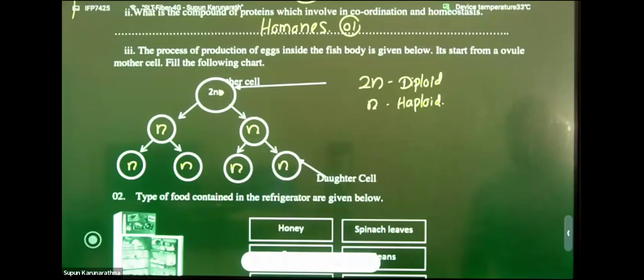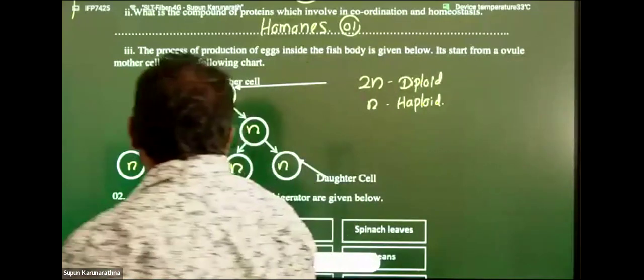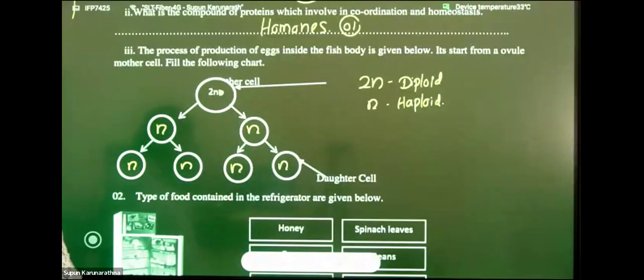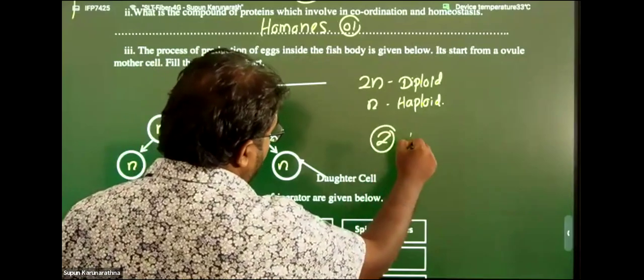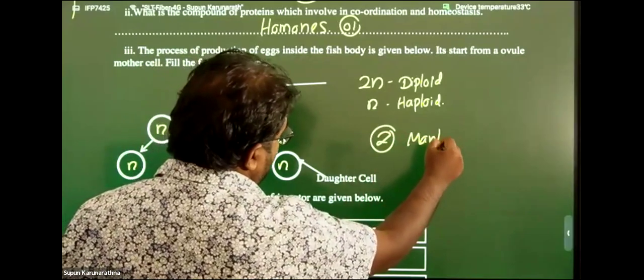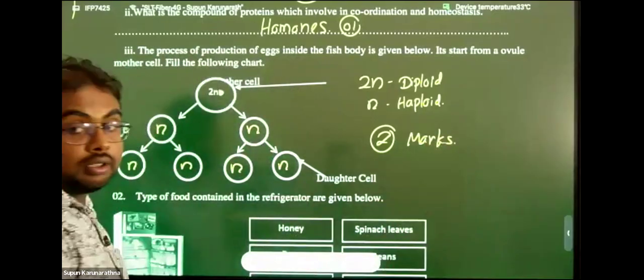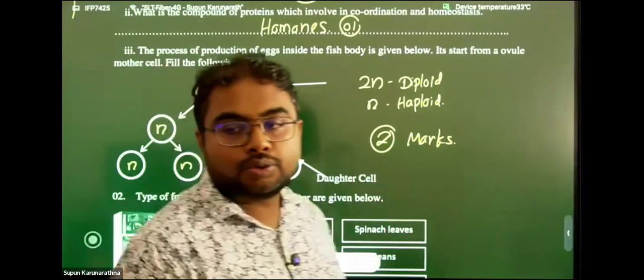Right? So here are the things. So then type of the food, right? It's given 2 marks. Then coming to 50, right?